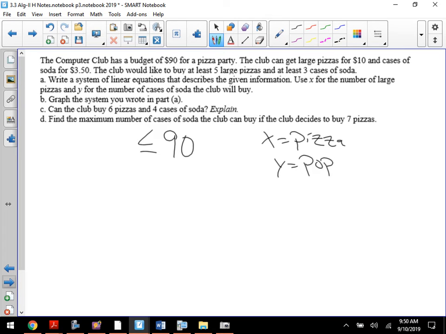So right away, the budget deals with dollars. How much money are pizzas? And how much money is pop? So that means we have $10 per pizza plus $3.50 per case of pop. Are you with me so far?